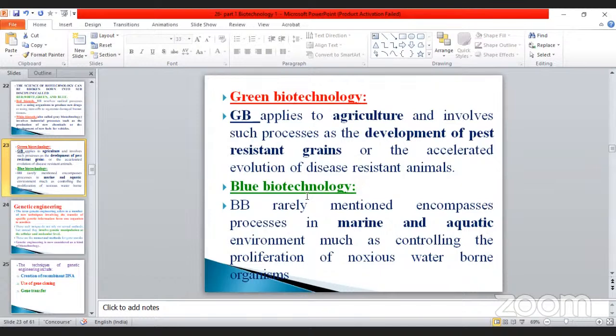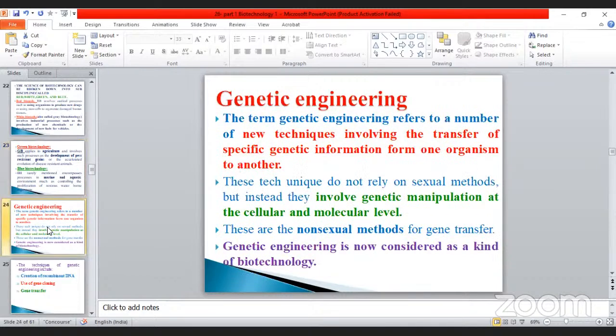Okay. So these are the things. You have to note it down. This is very, very important. Sometimes they may ask a question in this part. Next, we will pass on to the main heading, genetic engineering.